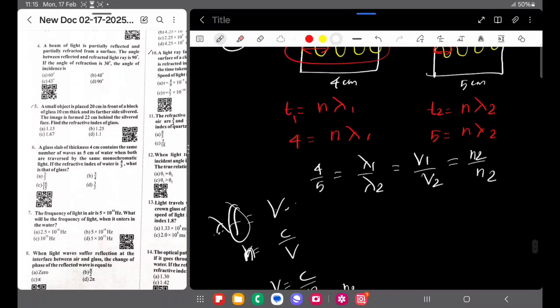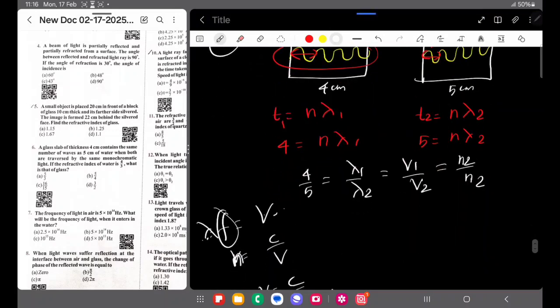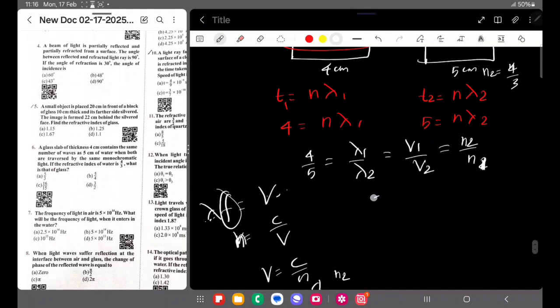Refractive index of the medium, right? They're asking the refractive index of the glass, and they have given the refractive index of the water as 4 by 3. So I consider water as the second medium. I know the refractive index of the water, n2 is equal to 4 by 3. So 4 by 5 equal to n2 by n1. n2 is 4 by 3, n1 is n1. So n1 is equal to 4 by 3 into 5 by 4. The 4 will get cancelled. I will be getting 5 by 3 as the answer. So answer is option A.